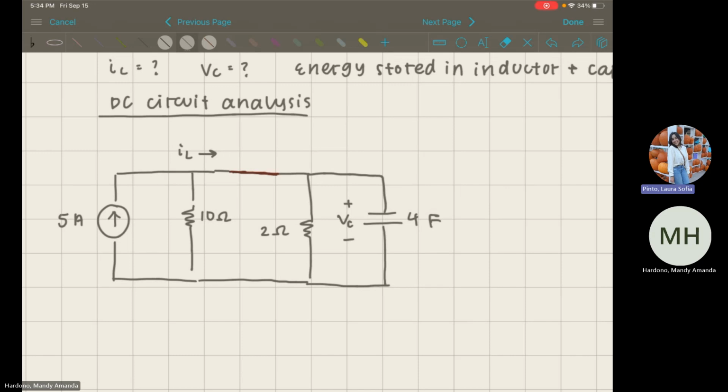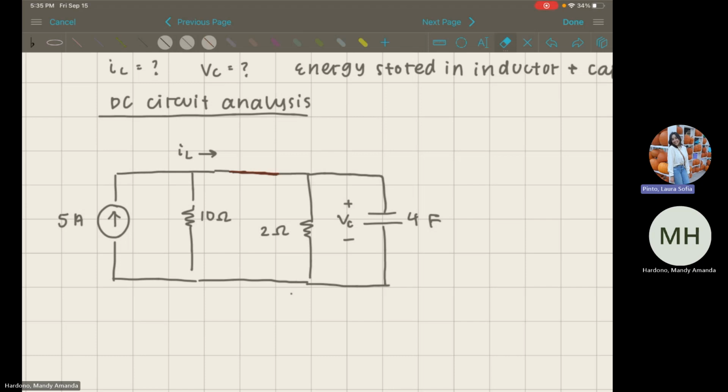Short means all the current is going through it. There's no resistance, 0 resistance. Open means there's infinite resistance and no current passes. Open circuit is infinite resistance. Short is current flowing through it.